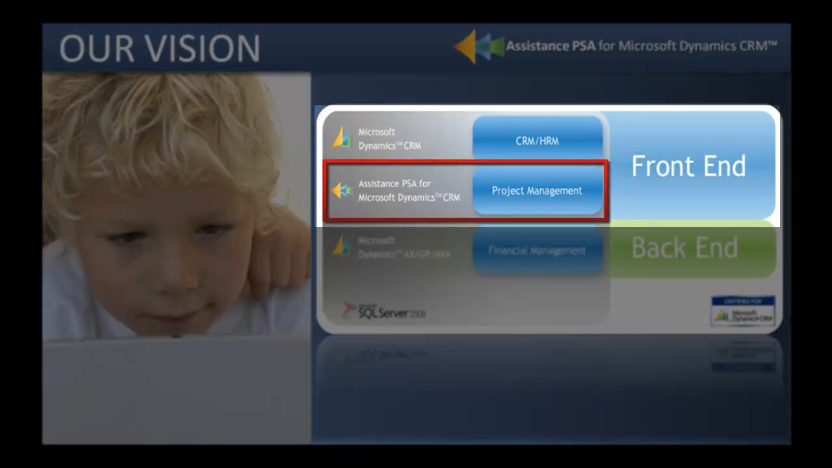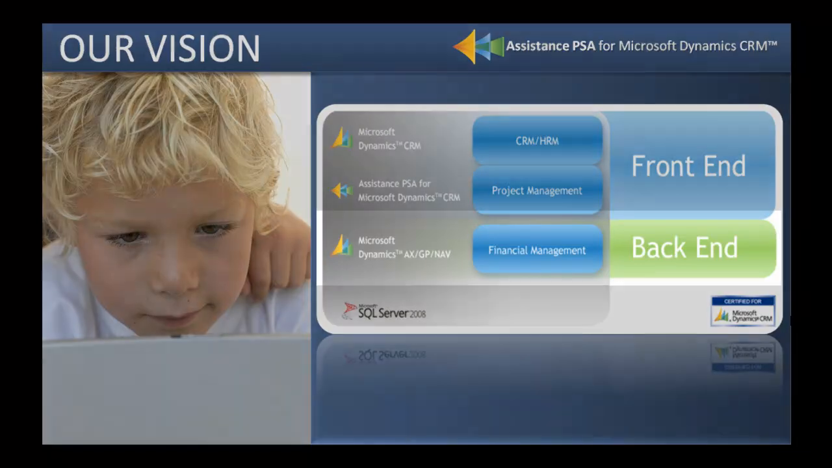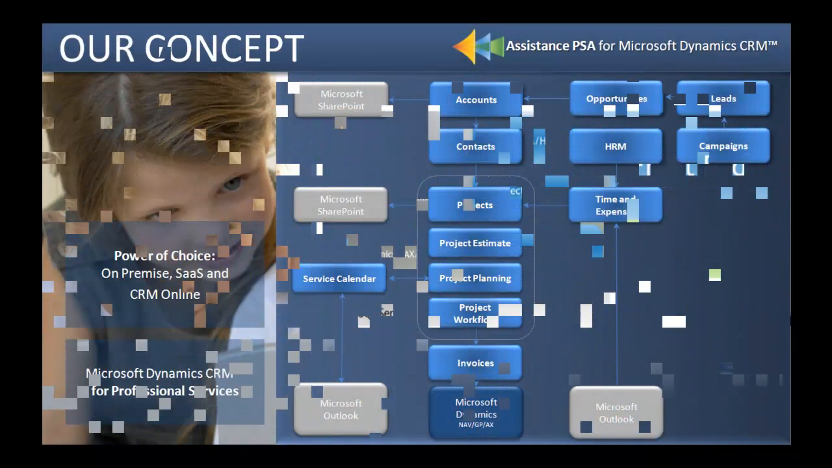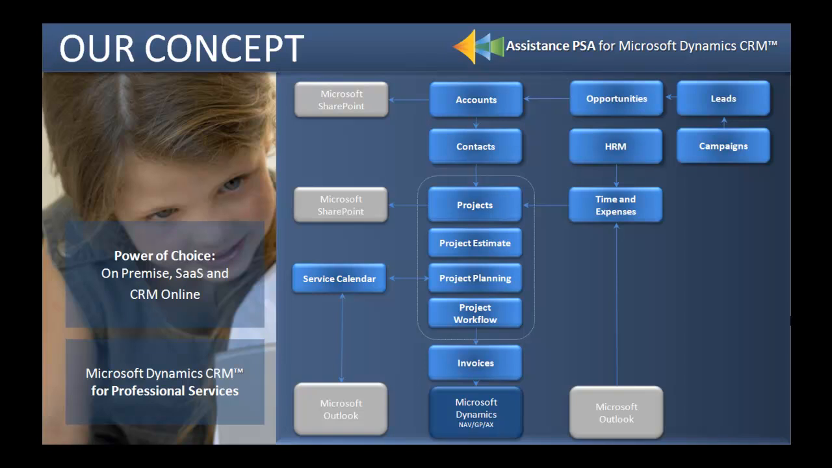Located in the front end of the application landscape, Assistance PSA extends the whole CRM 2011 experience with a complete project management solution. Furthermore, you can connect PSA to any back-end application such as Dynamics AX, GP, Nav, or even any other financial solution of your choice. When you install Assistance PSA, you extend Dynamics CRM 2011 with projects, project estimate, project resource planning, which is connected to the service calendar and Outlook, project workflow, and invoices.